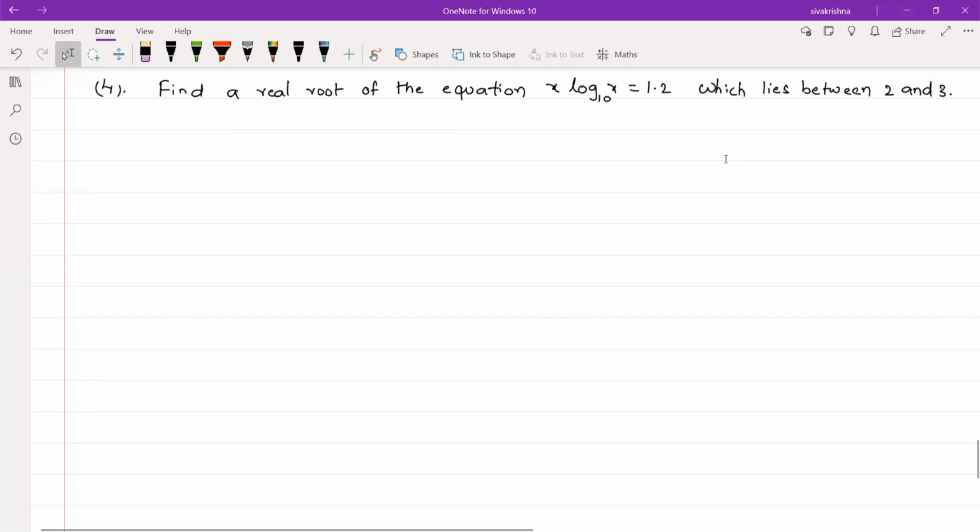Hello students, coming to the next problem. So we have to find the real root of the equation x log x is equal to 1.2, which lies between 2 and 3. So once again we are going to solve a non-algebraic equation, and the root of that equation lies between 2 and 3. Okay, so coming to the solution.